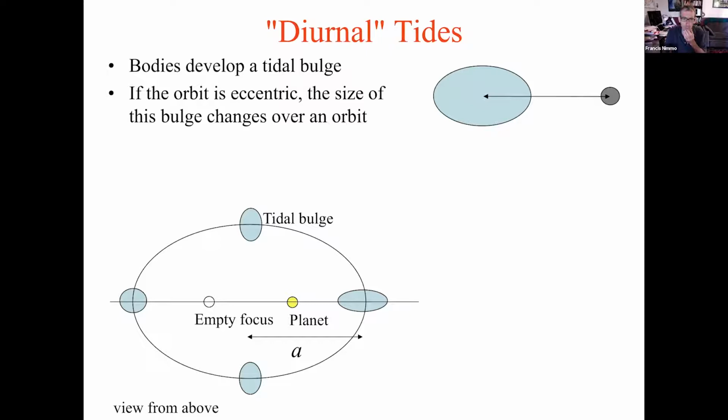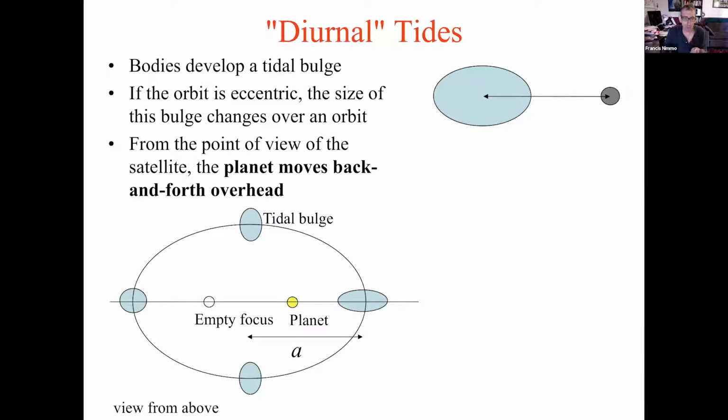Very often when we think about this kind of a problem, it's actually useful to think about a reference frame located on the satellite. And so if you put yourself on the satellite, what you see is that the planet executes a little ellipse in the sky overhead. And so when the planet is close to you, you're very distorted. And then when the planet is further away from you, you're less distorted. And so you see the planet moving backwards and forwards in the sky overhead. And as a result, your tidal bulge gets bigger and smaller. These are called diurnal tides because they happen once a day, once a rotation period.